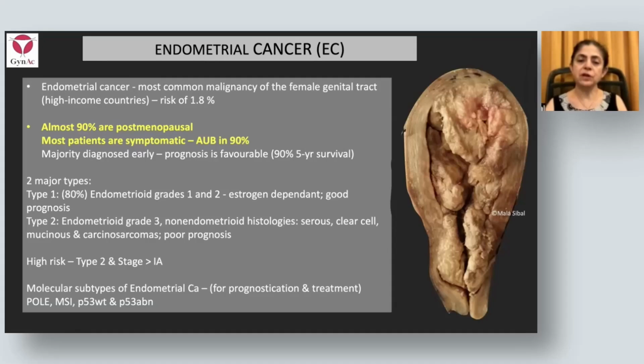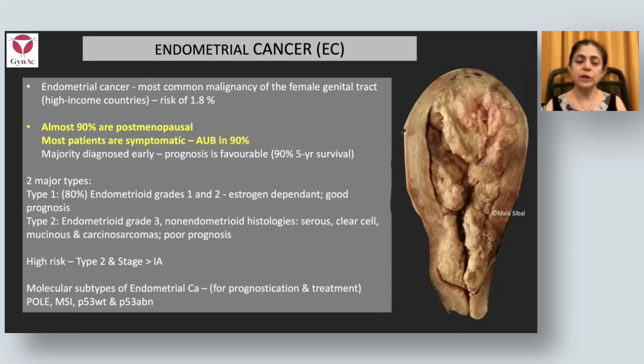Now, here's a brief introduction to endometrial cancer before we look at the ultrasound features of endometrial cancer. Endometrial cancer is the most common malignancy of the female genital tract in high income countries, and it is the second most common in low and middle income countries. Almost 90% of these women are postmenopausal, and 90% of these patients are symptomatic with abnormal uterine bleeding. That is, the bulk of the patients are those presenting with postmenopausal bleeding.